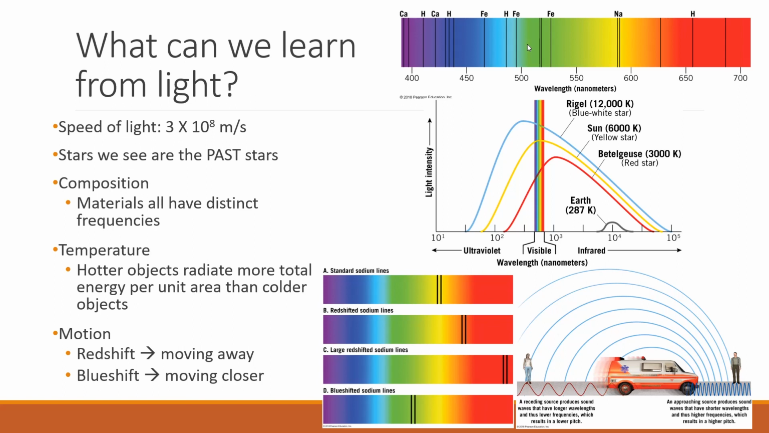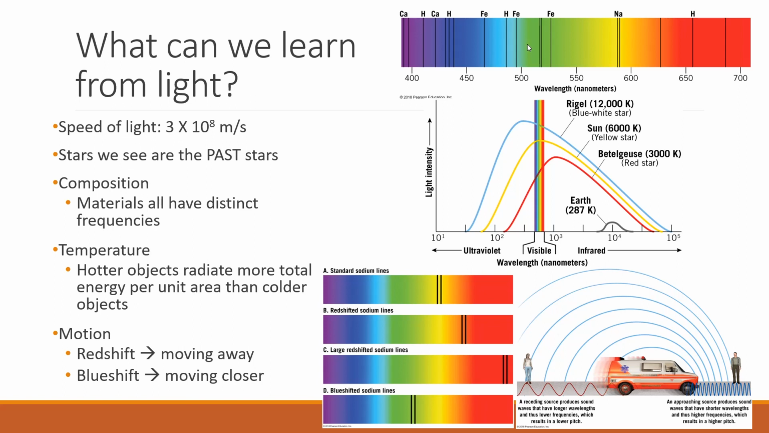Remember, we measure the distance between distant objects in the solar system in light years. So it's the number of years it takes light to travel. So if things are hundreds of light years away, well, we're seeing hundreds of years ago when we look at those stars. We also can see the composition. All materials will have distinct frequencies, and the way those combine, we can determine what elements are present.